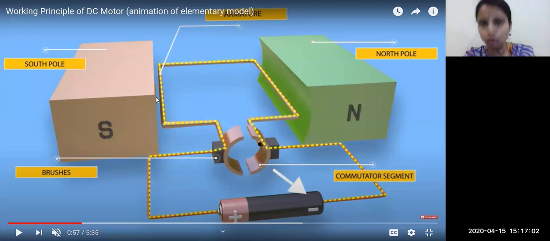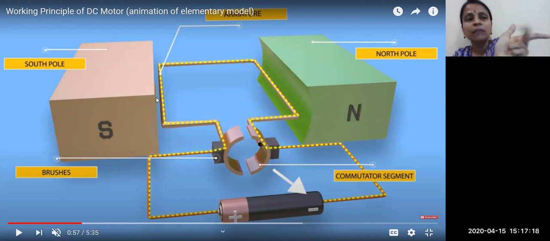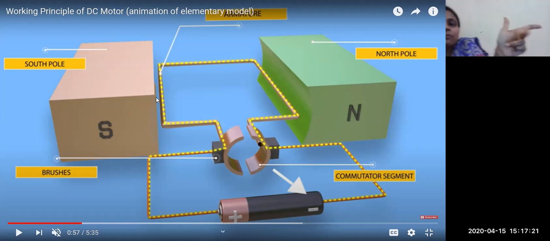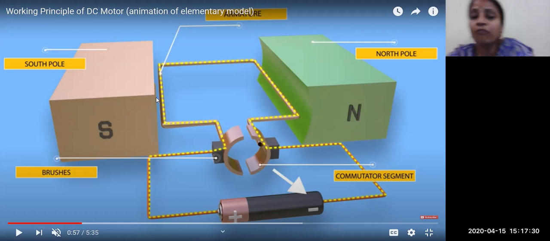Is that clear? As I am facing the screen of my laptop now, I can see that the north is to my right and the south is to my left. Right? So which finger shows the direction of the field? The forefinger. So my forefinger is going to be in this direction, and my current, which is the middle finger, is going to show into the laptop screen. So where is my thumb showing? The thumb is showing in the upward direction for the side of the coil which is closer to the south pole.